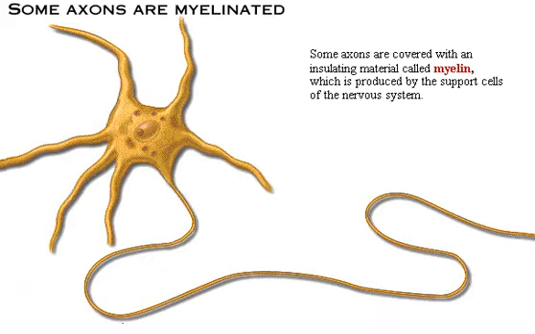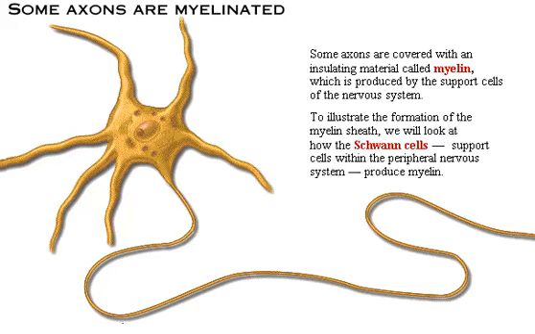Some axons are covered with an insulating material called myelin, which is produced by the support cells of the nervous system. To illustrate the formation of the myelin sheath, we will look at how the Schwann cells, support cells within the peripheral nervous system, produce myelin. To see the process of myelination, click the axon.